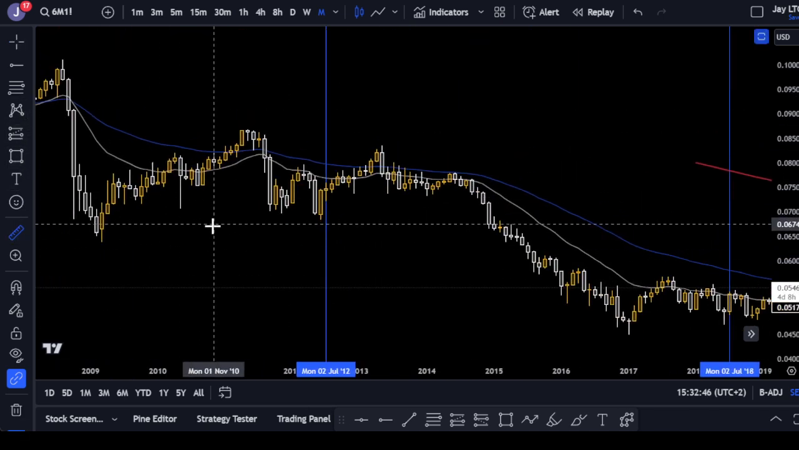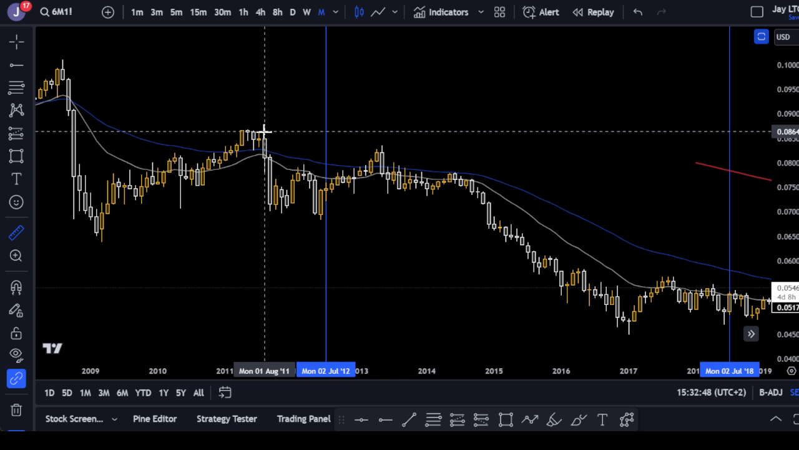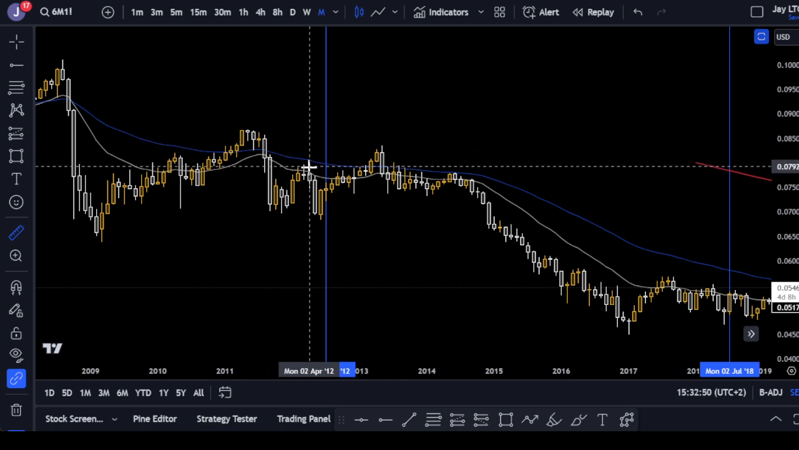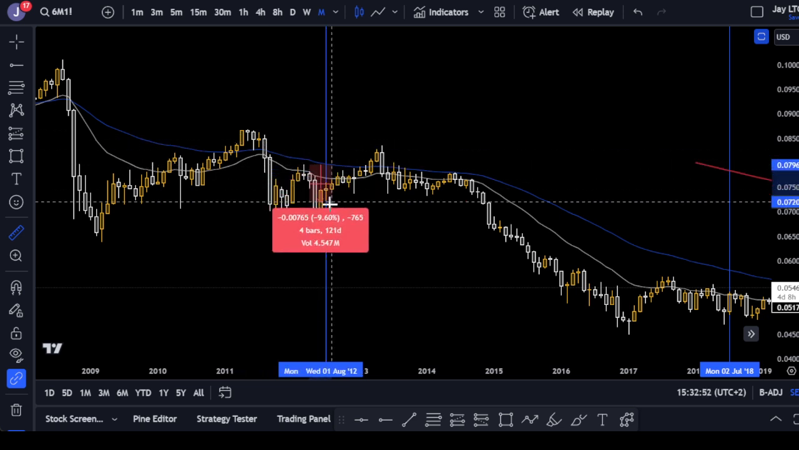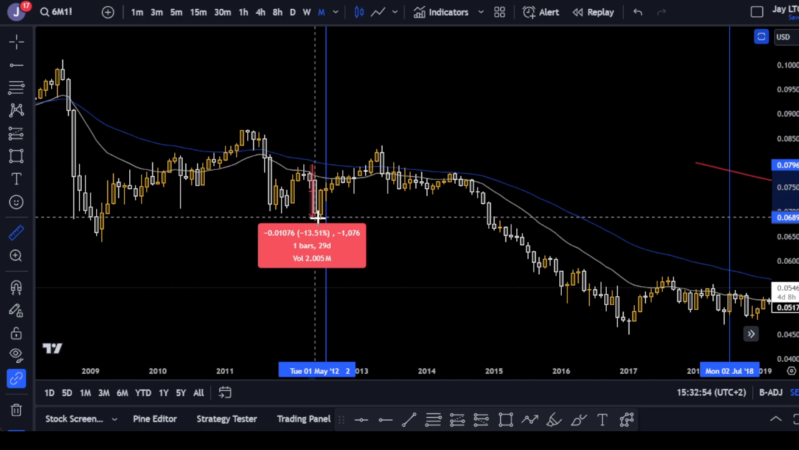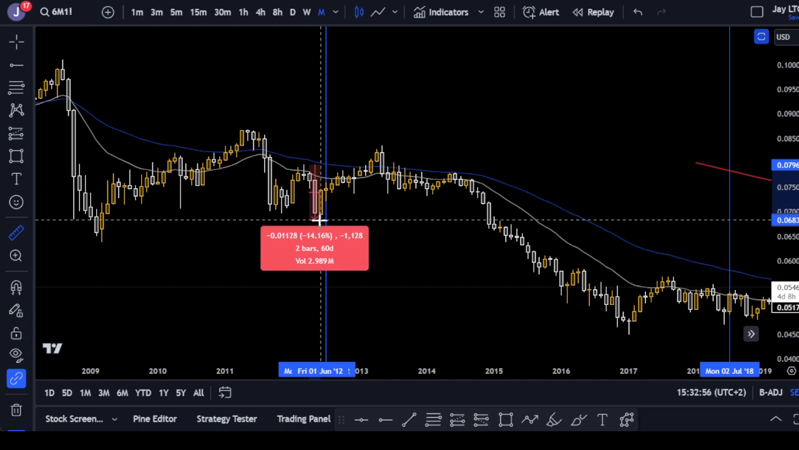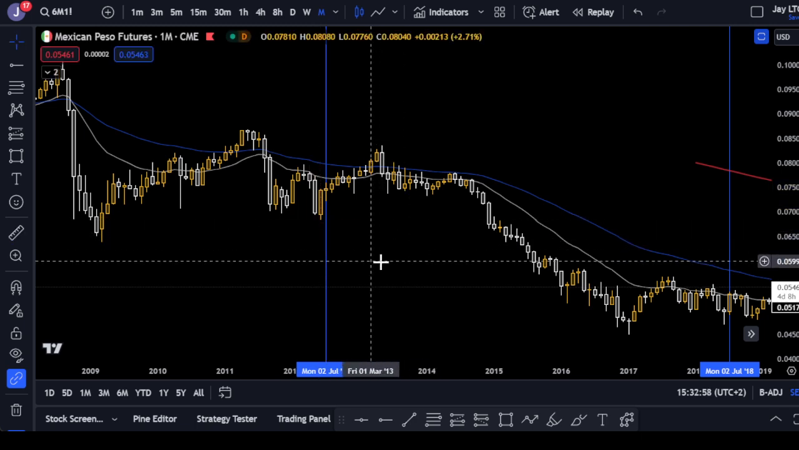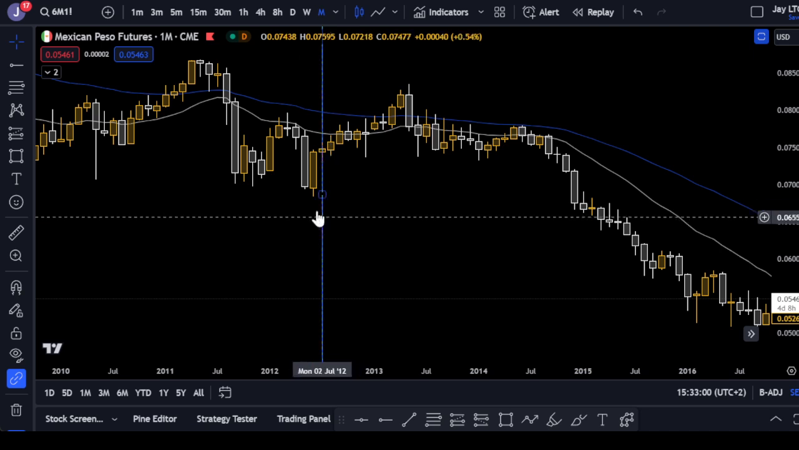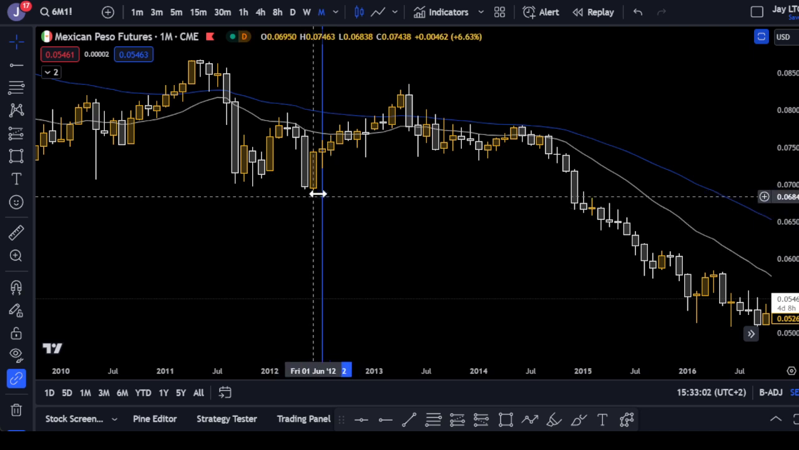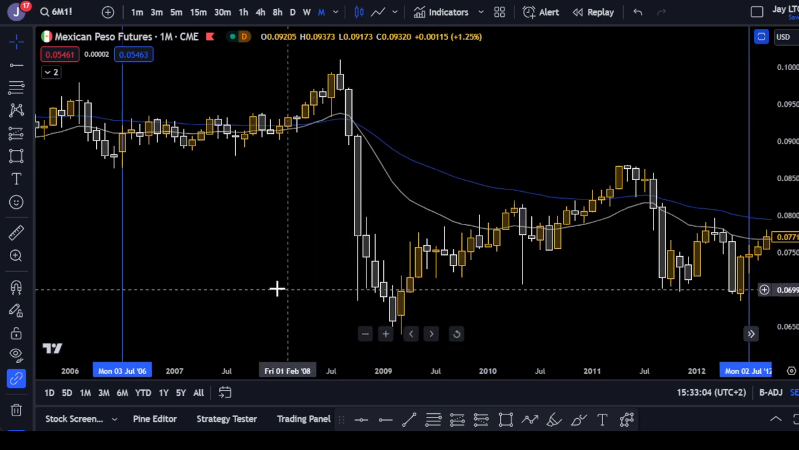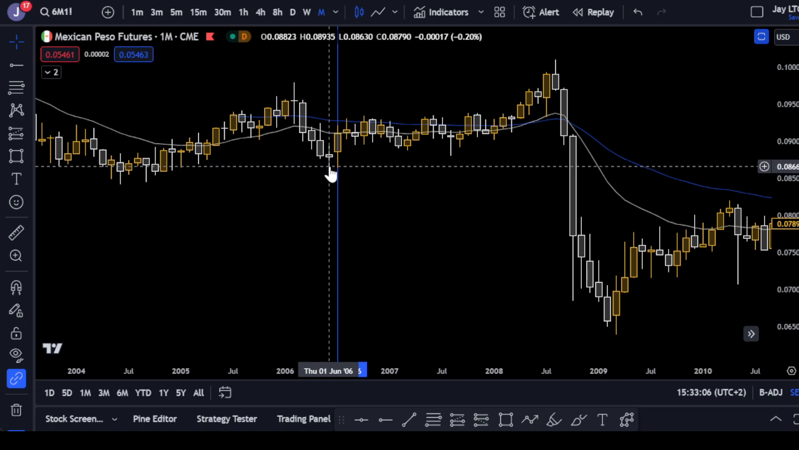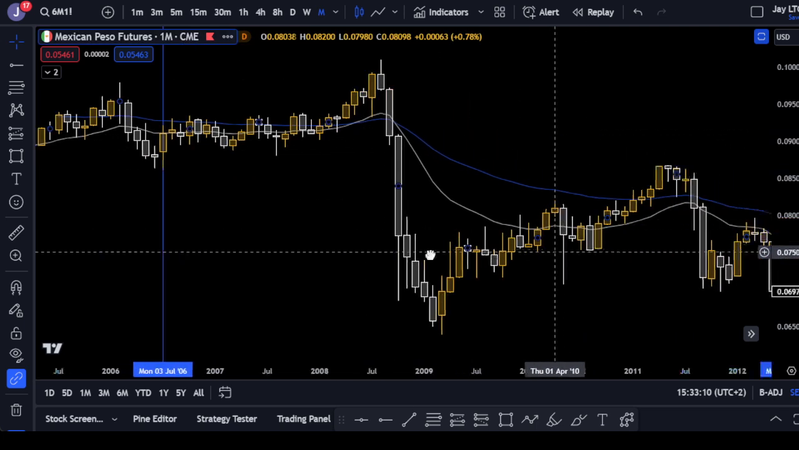Next election, 2012. Market drops here from March, April, boom, until the election month, 14%. In June, market starts to pump, all right? Most often the market starts to pump in June. Even here, market reversed in June, and in July it got its real pump.